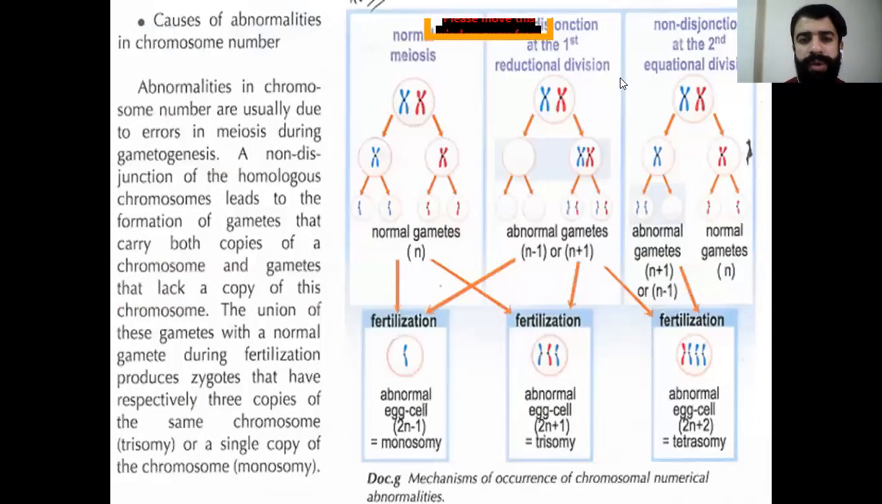Also, we move to talk about the causes of abnormality. Mostly, we said that abnormalities in the chromosome number are usually due to errors in meiosis during the formation of gametes.